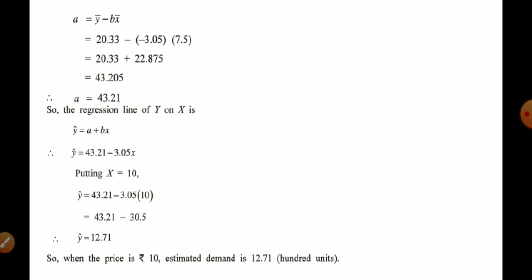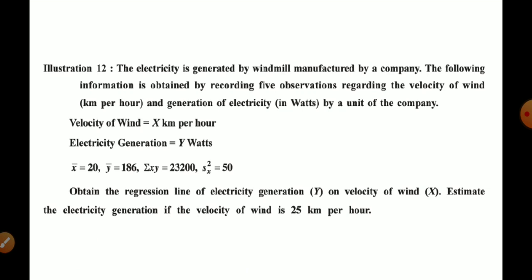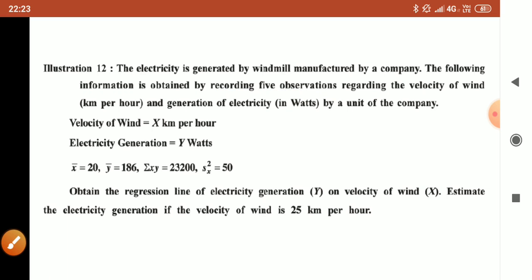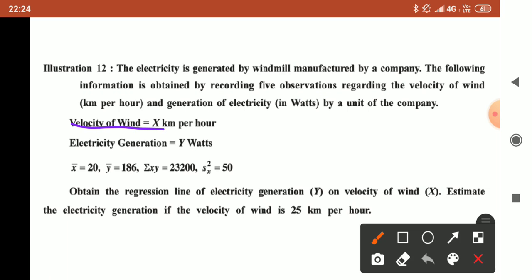Now we will see another sum based on this concept. Here the electricity is generated by a windmill manufactured by a company. The following information is obtained by recording 5 observations. That means your n equals 5. See, 5 observations are given, right? The velocity of wind is x kilometers per hour. Electricity generation is y watts.